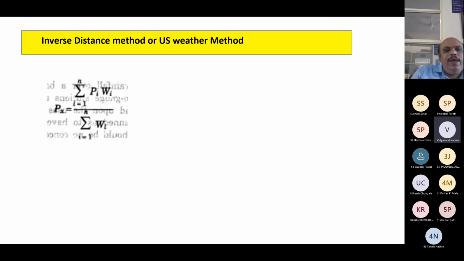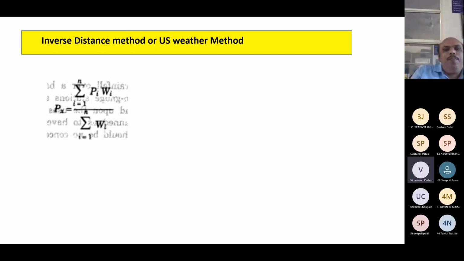And the formula is Px is equal to summation of Pi into Wi, where value of i varies from 1 to n, divided by summation of Wi. So here Pi is what? It is a summation of precipitation at index stations. Meaning of small i is index station. And n is what? n is number of index stations.